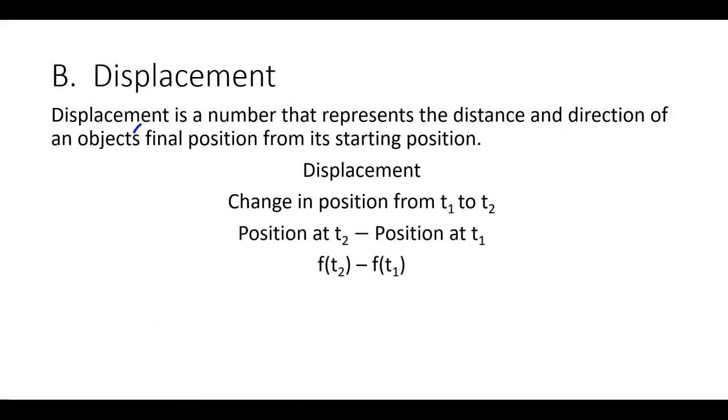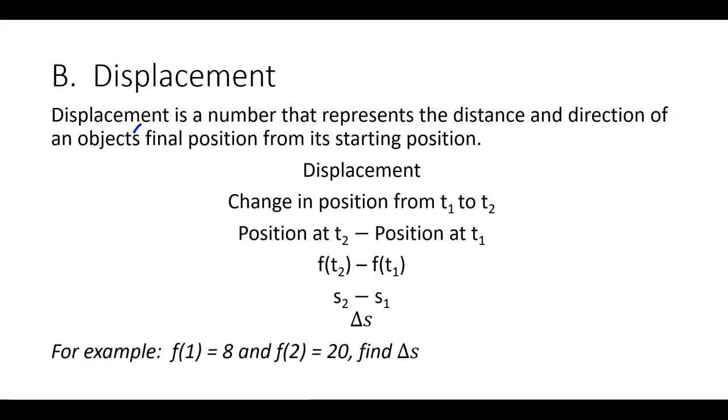F of t tells you the coordinates. So f of t2 is the position at t2. F of t1 is the position at t1. And if you subtract those, that's another way to write the same thing. You get what I'll call delta s. You remember what delta means? Good job. So it means the change in s, or the change in position.